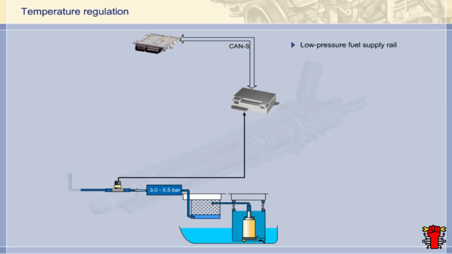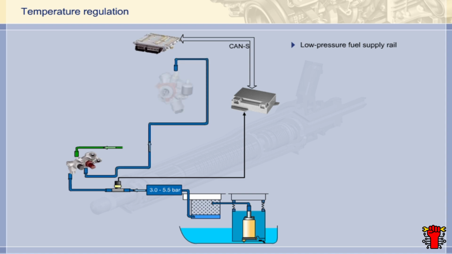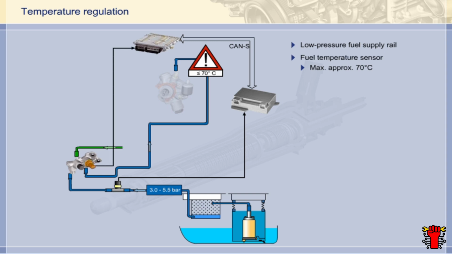The fuel supplied by the low-pressure pump and the return line from the high-pressure side converge at the low-pressure fuel supply rail. The fuel is forwarded from the low-pressure fuel supply rail to the high-pressure pump. Fuel temperature at the inlet to the high-pressure pump may not exceed around 70 degrees centigrade. The temperature is monitored by the ME control unit with the aid of the fuel temperature sensor. This is incorporated into the low-pressure fuel supply rail. A fuel cooler is incorporated into the return line to lower the fuel temperature.